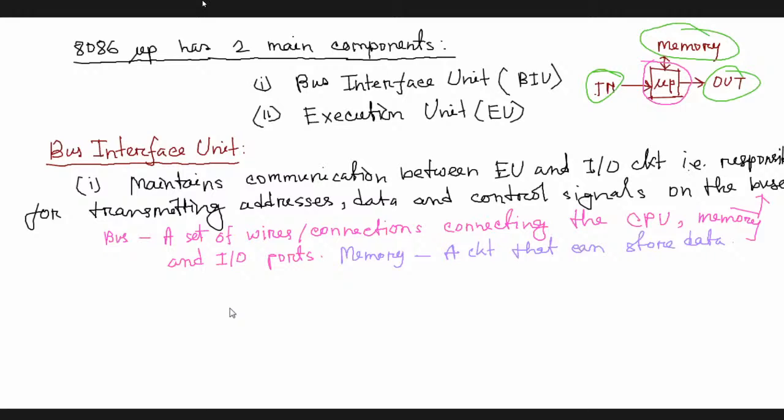Then point number two, you can elaborate the task of the bus interface unit. So it is maintaining the communication. In another way, you can say that the bus interface unit handles all data and addresses on the buses for the execution unit, right? All data and addresses on the buses can be handled by the bus interface unit, and that is for the execution unit.